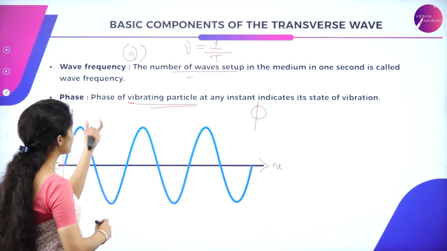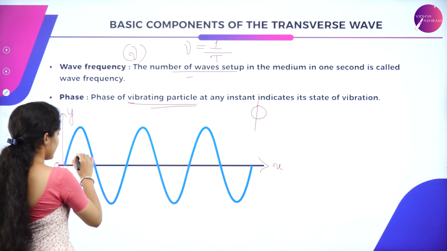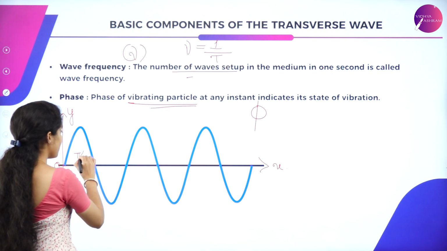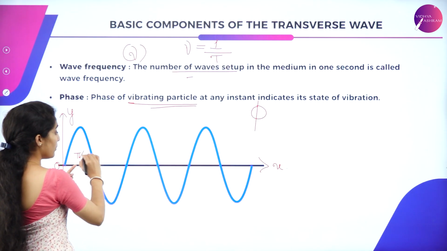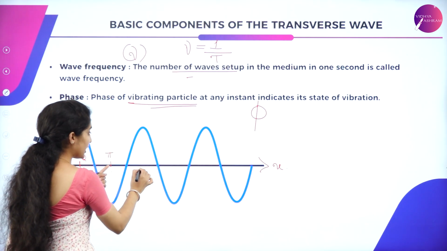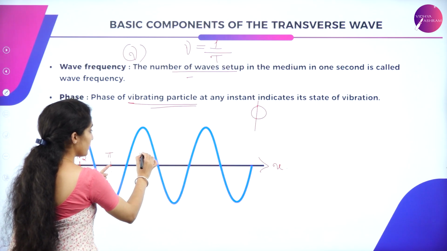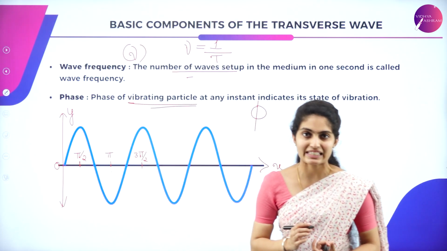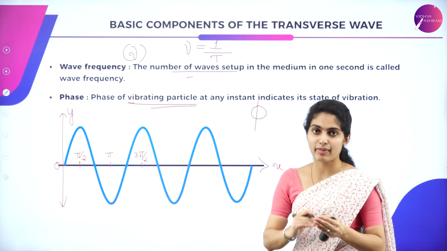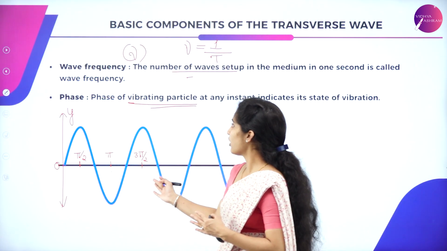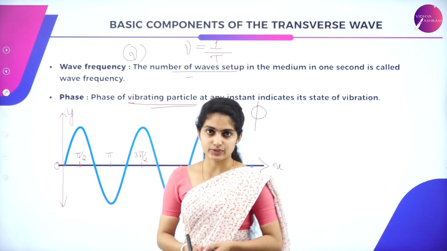When it comes to phase, it is the value present between the waves. So it will be pi by 2. Pi by 2 plus pi by 2 gives you pi, and pi plus pi by 2 gives you 3 pi by 2. Likewise, it goes on. So what is the value of pi? Pi is 180 degrees. Pi by 2 gives the value of 90 degrees. So that is all about your phase values.